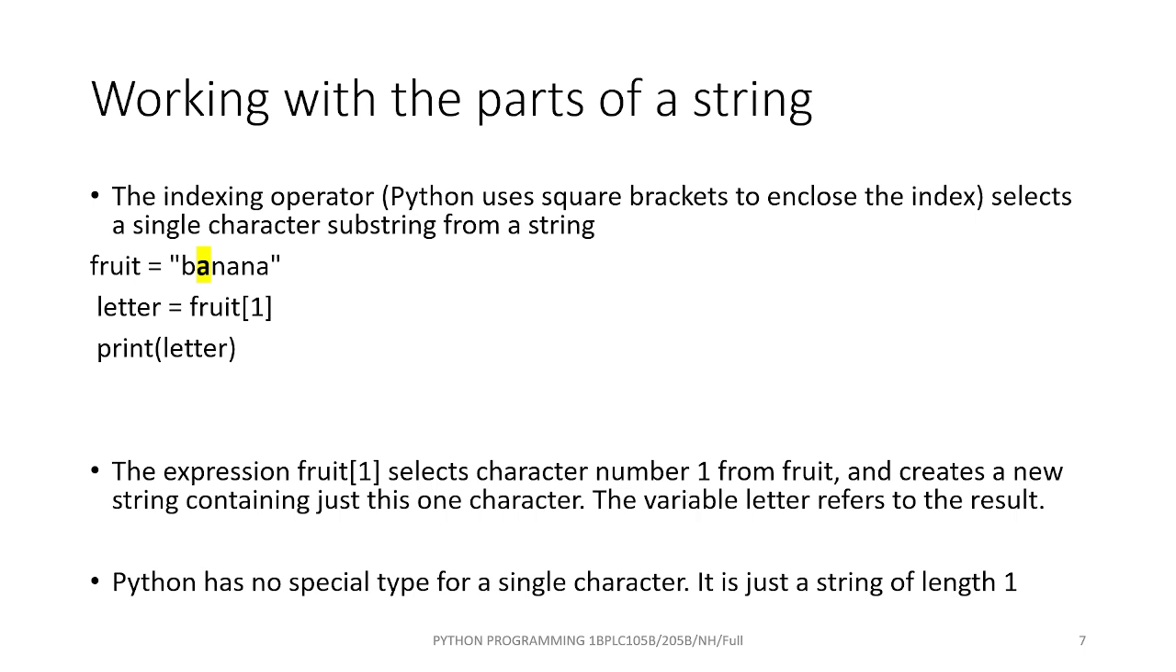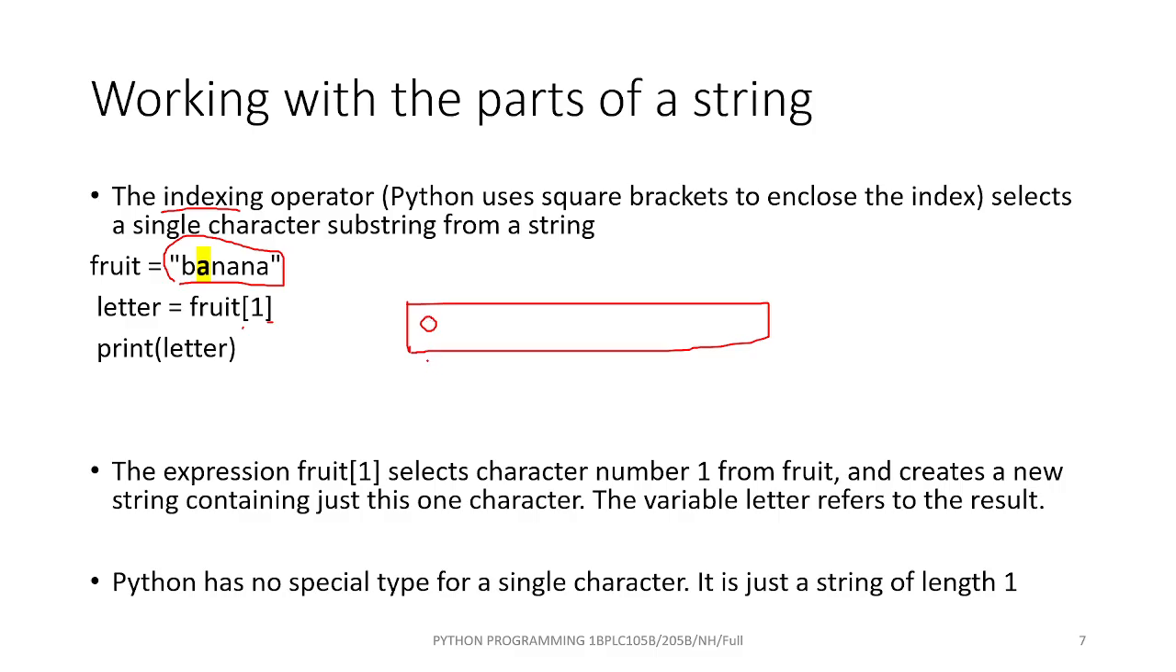Now, how to access a particular character, a particular group of characters? That is done with the help of indexing. Indexing operator: the square bracket, a number is given. That number indicates a position. In case of this string banana, it will be stored in this way. I'll be indicating that diagrammatically.